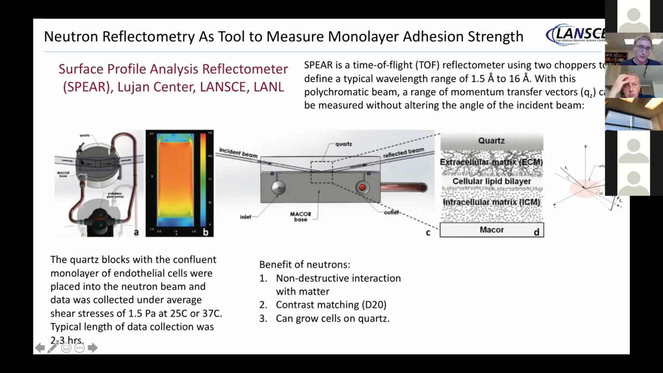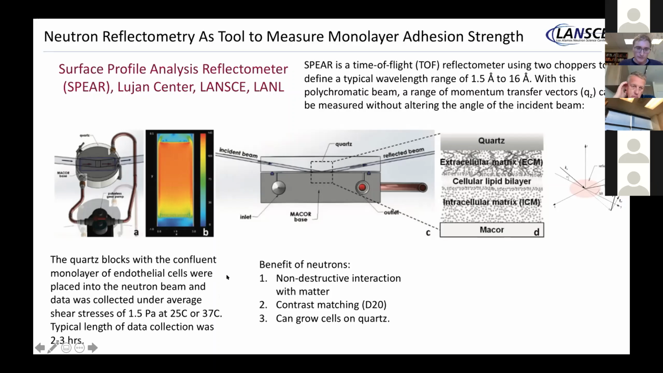So we were able to put this particular setup into a shear cell system where we could shear the endothelial monolayer with shear stresses around 1.5 Pascal, and these are physiologically relevant shears. We were also able to do the measurements at two different temperatures, at 25 degrees and at 37 degrees Celsius.